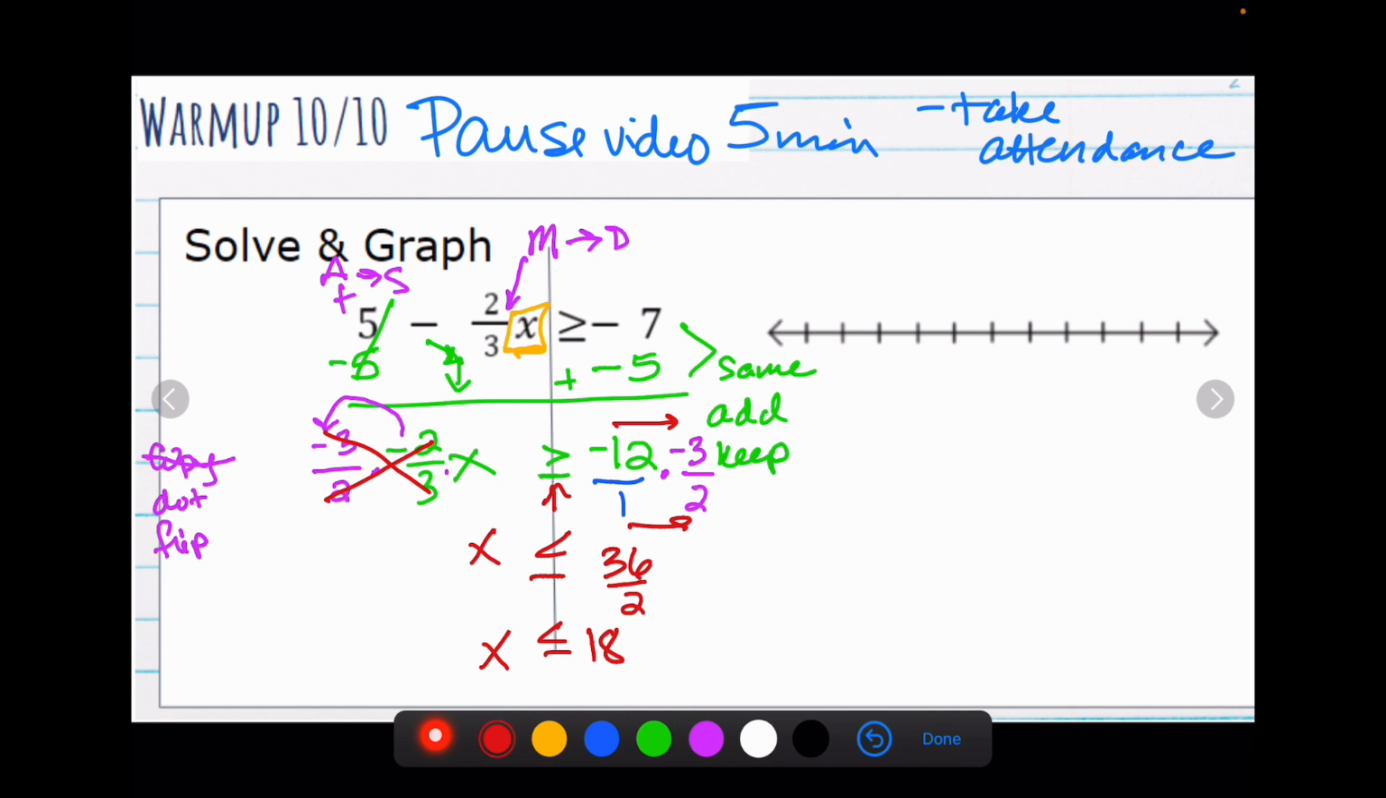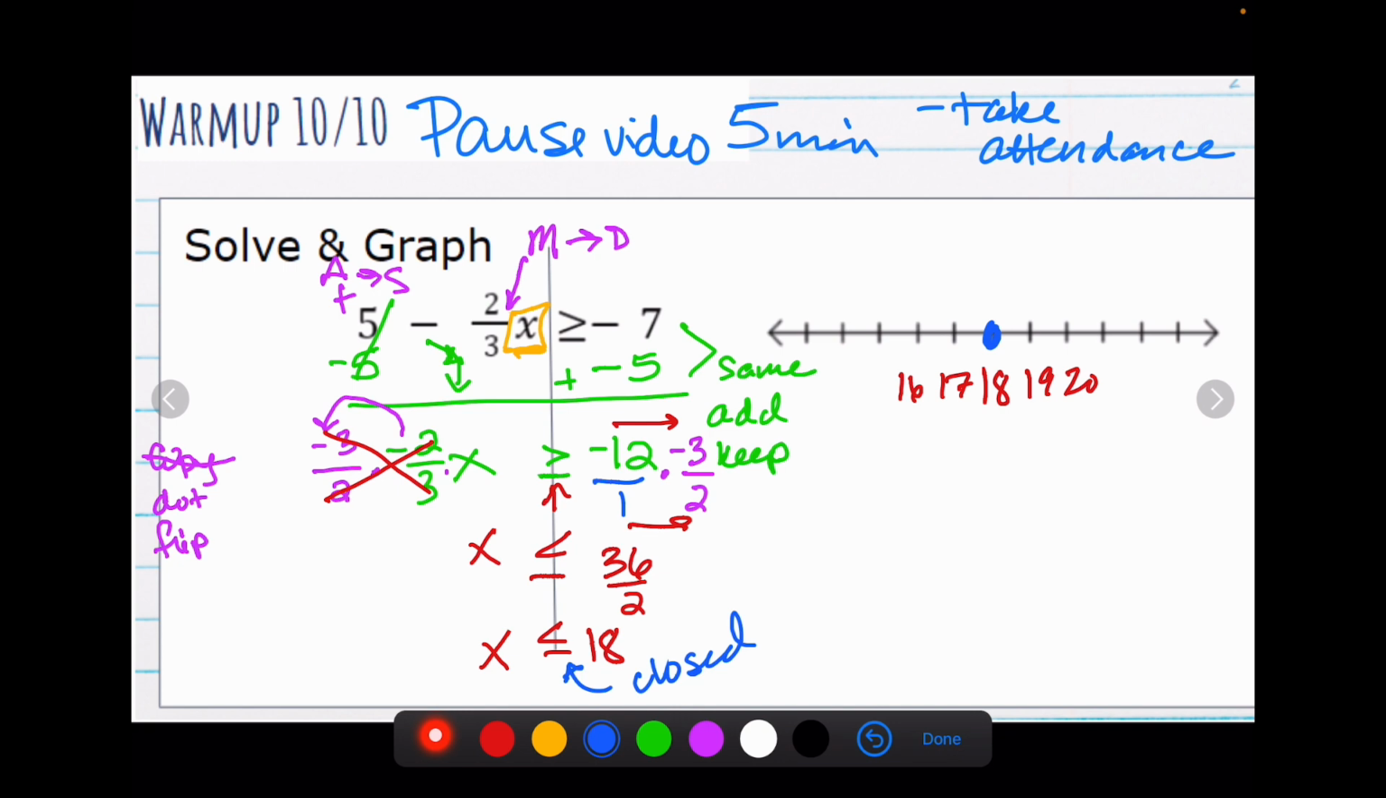We need to graph this. I'm going to come over here to my number line. I'm going to put 18 somewhere in the middle. I'm going to do a couple of numbers off to the side, on either side. My question is now, do I need an open circle or a closed circle? Open or closed? So with this line right here, that tells us that we have a closed circle. So at 18, I'm going to put a closed circle.